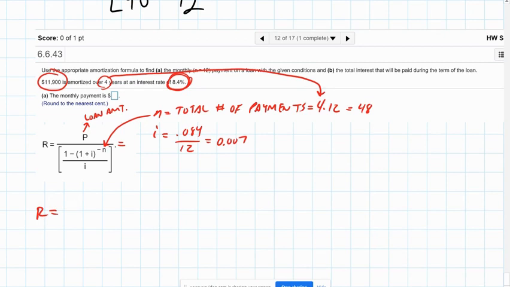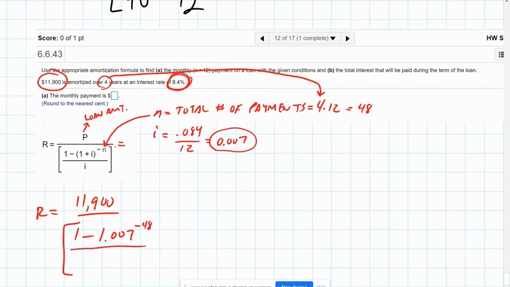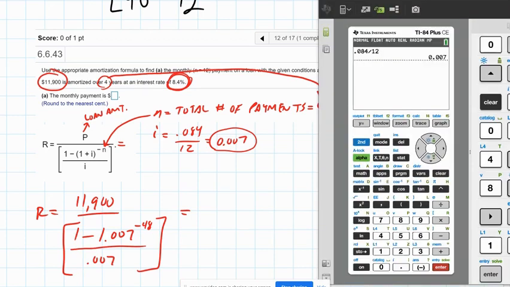That's going to be 11,900 divided by 1 minus 1 plus I. So if this is I, we're going to have 1.007, and that's going to be raised to the negative n power. We said n is 48, so that's going to be the negative 48th power, divided by I, which is 0.007. You can either type that whole expression into your calculator or just work on it one part at a time. I'm going to calculate the value in the bottom first.